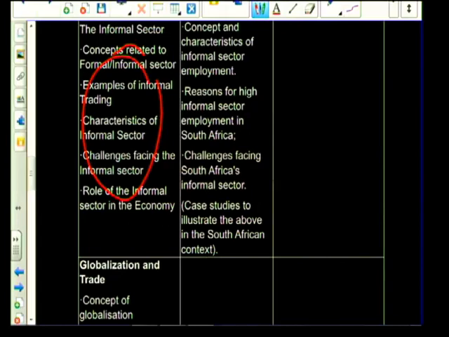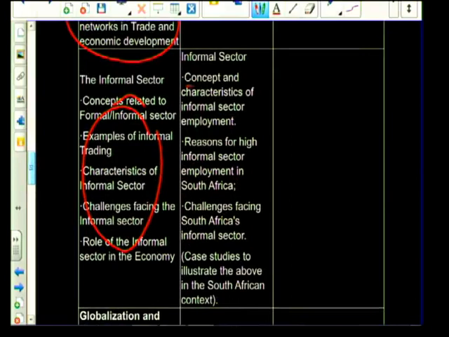But you'll see here, it gives you more specifics: concept, characteristics of informal sector employment, reasons for high informal sector employment in South Africa, challenges facing it. All here, case studies of South African situations make it a little different from the old curriculum, where you have to look at situations here. They are, as I say, in your textbooks, etc. Explore them, take your information, apply them to those cases in order to build your understanding.